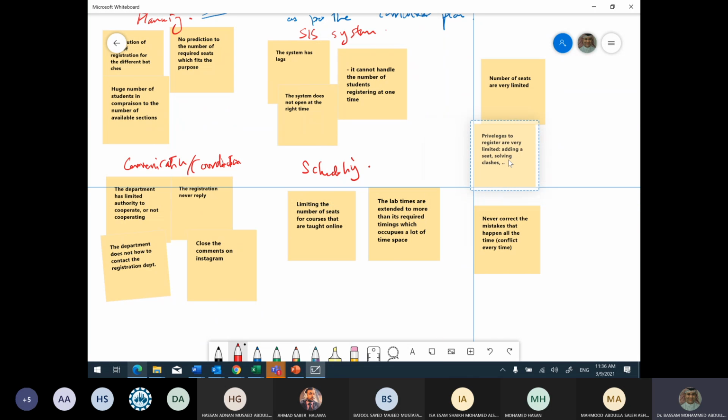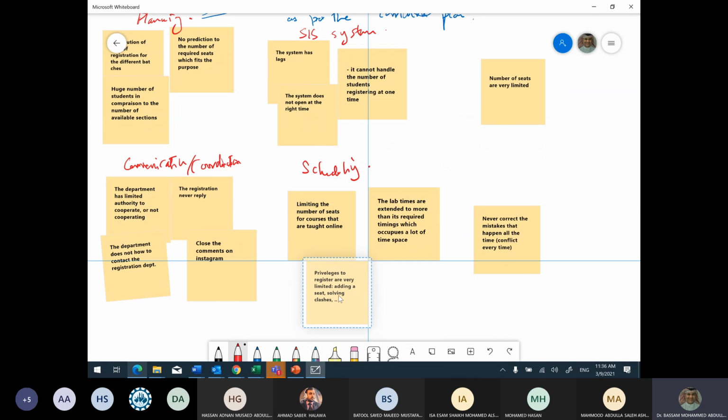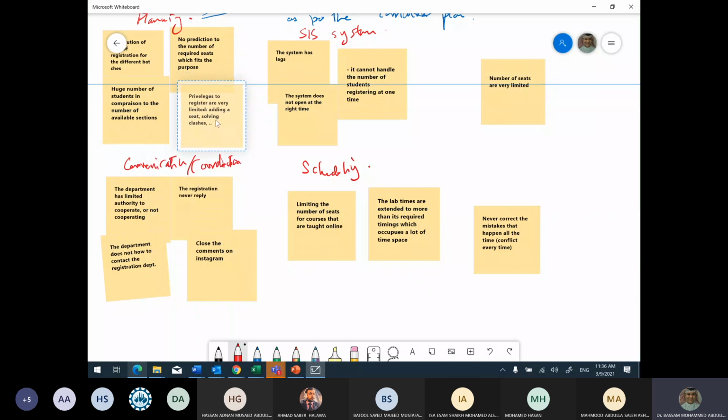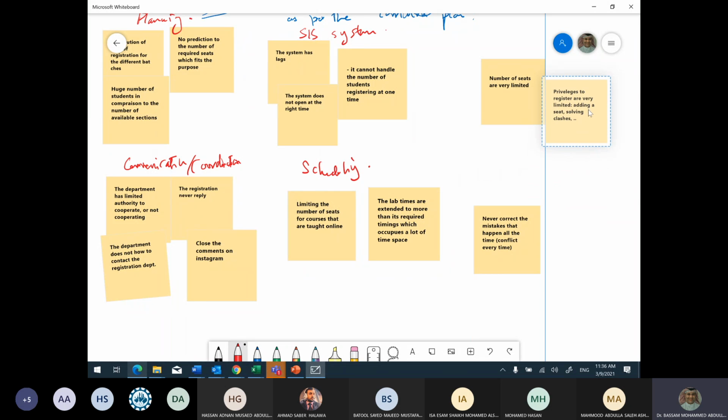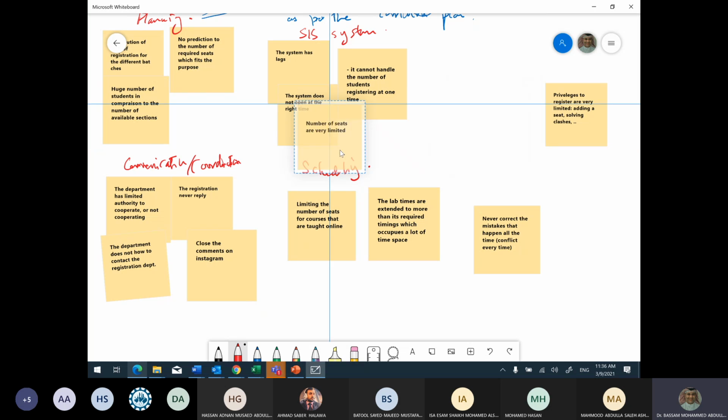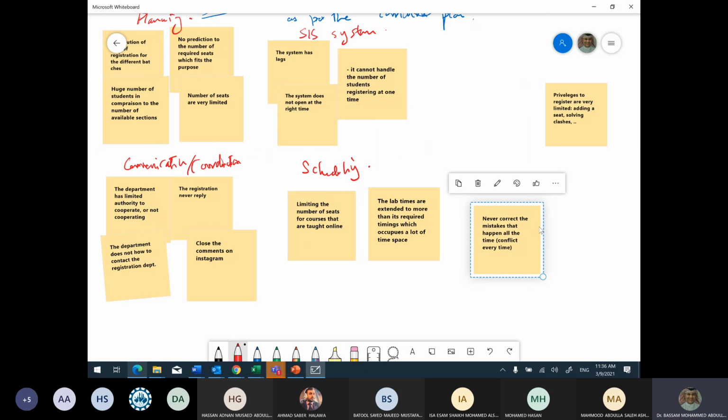Where do I put it? Privileges... no, not here. It's not really planning, it's something else as well. I'll put it separate. Okay, number of seats are very limited. Never correct the mistakes. Here, privileges I'm going to add as part of privileges. Never correct mistakes, which means this is related to continuous improvement. They don't have a continuous improvement cycle, where they know their mistakes and work better after it.